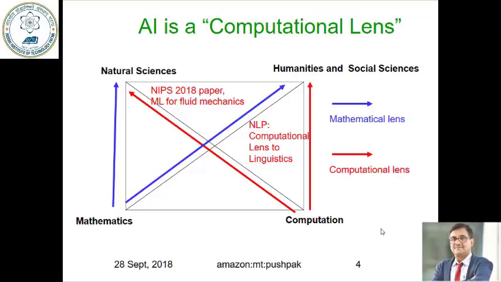physics, chemistry, biology; humanities and social sciences, which study psychology, philosophy, political science, sociology, and so on. And more abstract things are mathematics and computation, which provide tools and processes for natural sciences and humanities and social sciences. For example, natural language processing can be looked upon as a computational lens to linguistics, where the properties and structures of language are converted into algorithms to be processed by computers.